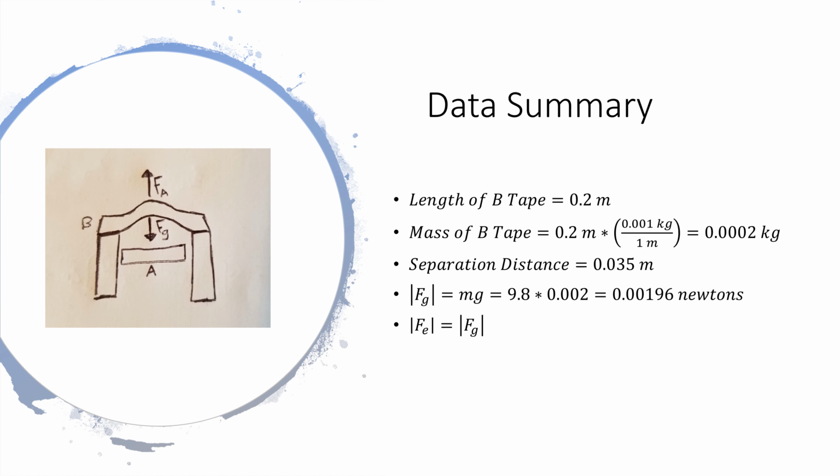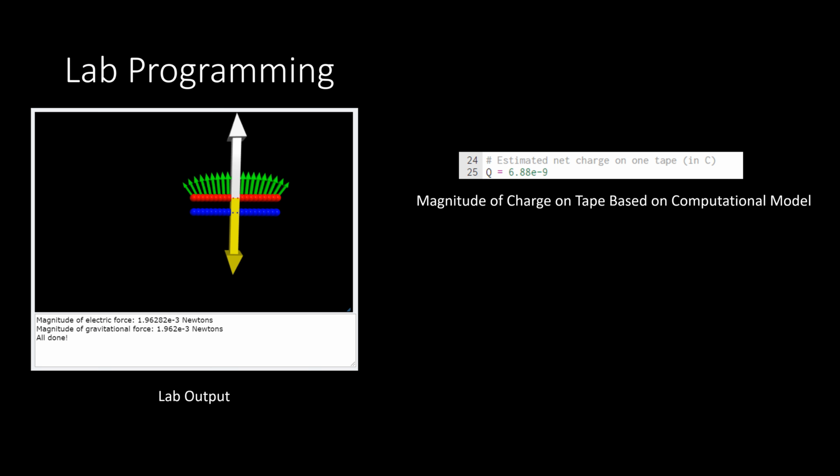The results of my experiment are noted in this data summary. I determined the length of the tape to be 0.2 meters, the mass of the tape to be 0.0002 kilograms, the separation distance between the tapes to be 0.035 meters, and both the gravitational force and electric force to be 0.00196 newtons. For the programming portion of this lab, I created a computational model to determine the magnitude of charge on the tape. The model yielded the following output, and I calculated the magnitude of charge as 6.88 times 10 to the negative 9th coulombs.